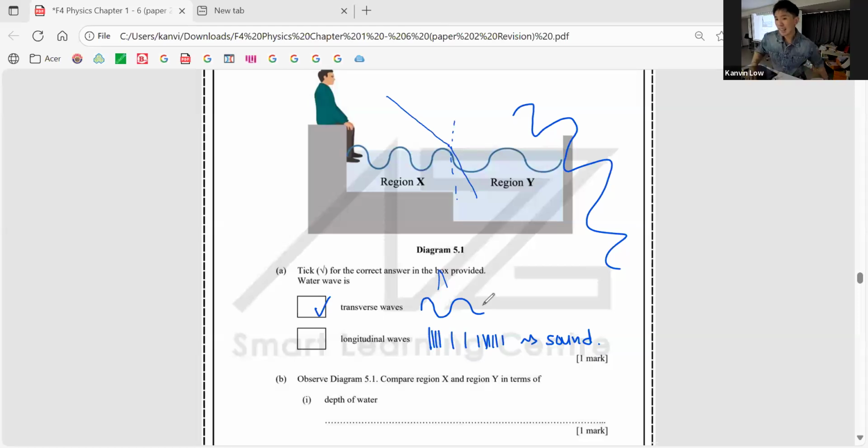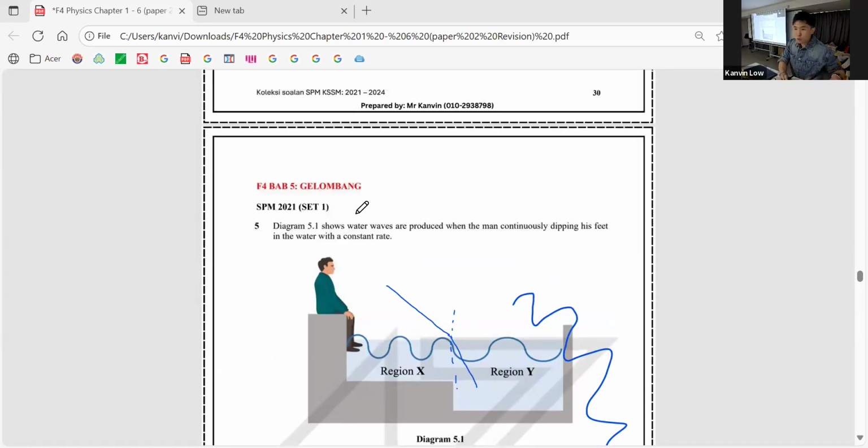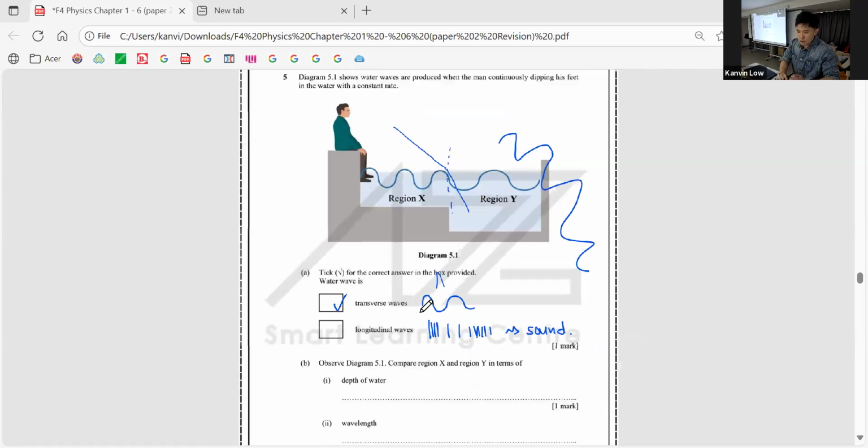I said my man looks old. Yeah, because you know why? These papers are the two old all the SPM past year questions. I just put it into chapters for you guys, so it's easier for you guys.